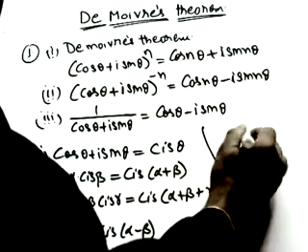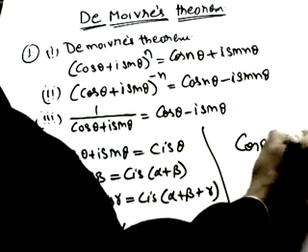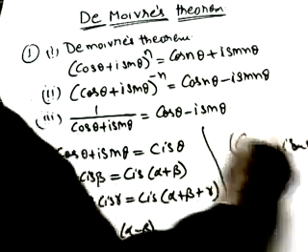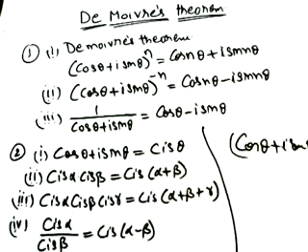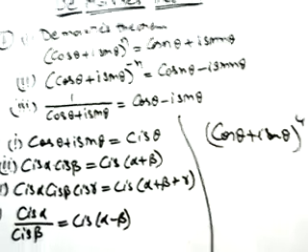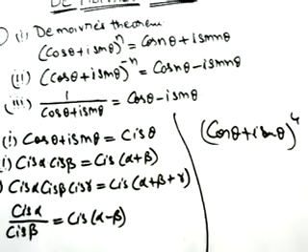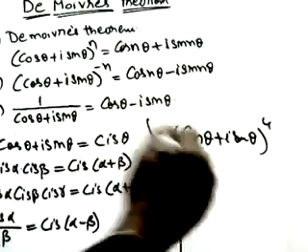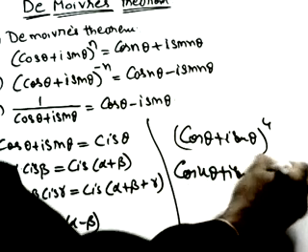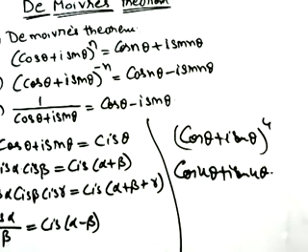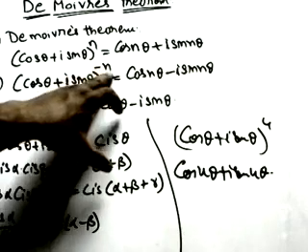For example, suppose you have (cos theta plus i sin theta) whole power 4. So 4 will come here. What will happen? cos 4 theta plus i sin 4 theta. So this is the first formula.